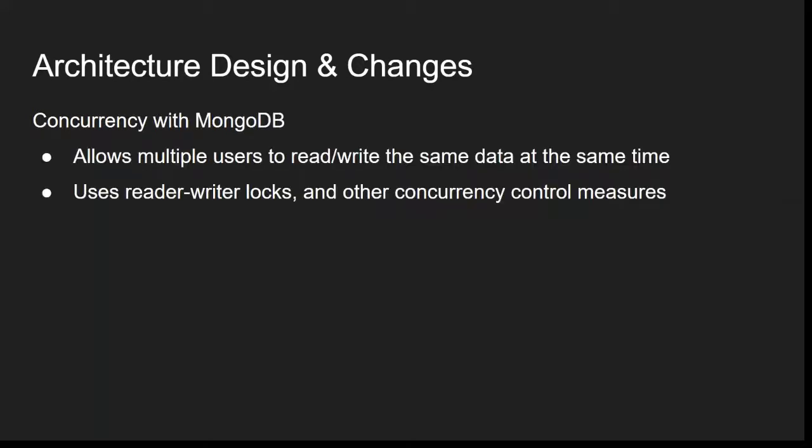Supporting concurrency is a major requirement for any database system that needs to handle requests from many thousands of users. MongoDB allows multiple clients to read and write the same data. In order to ensure consistency, it uses locking and other concurrency control measures to prevent multiple clients from modifying the same piece of data simultaneously. MongoDB uses a reader-writer lock that allows concurrent readers shared access to a resource, such as a database or collection.